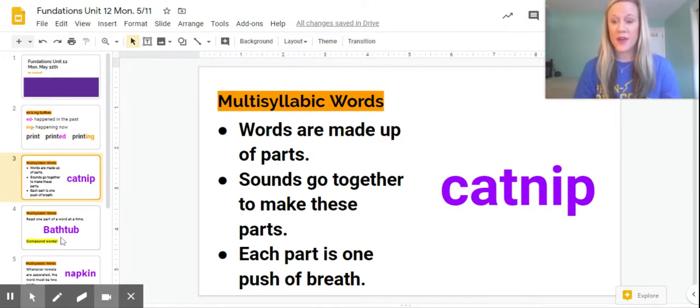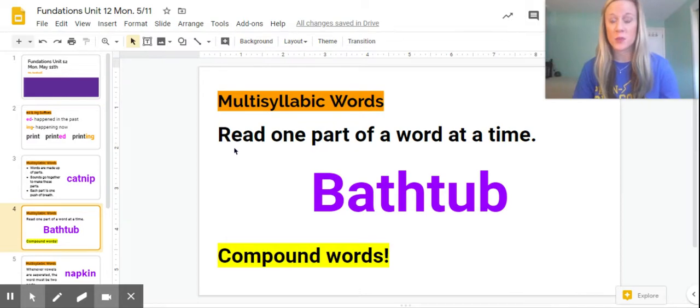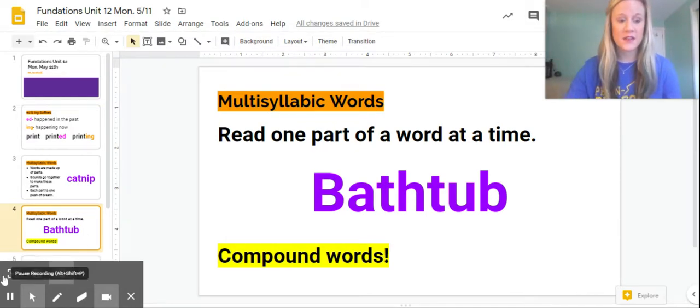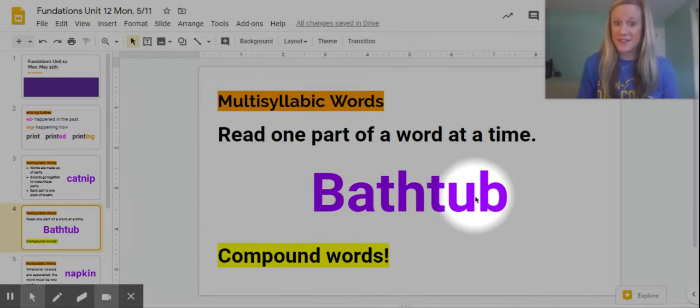So remember, each push of breath is part of our syllable. So if you have catnip, it would be cat nip. Two pushes of breath to say the word catnip. Let's take a look at another word. You read one part of the word at a time in order to help figure out what these words are. So let's take a look at this word here. Bath. Tub. If I put them together, I have bathtub. Bathtub. I take a bath in the bathtub.